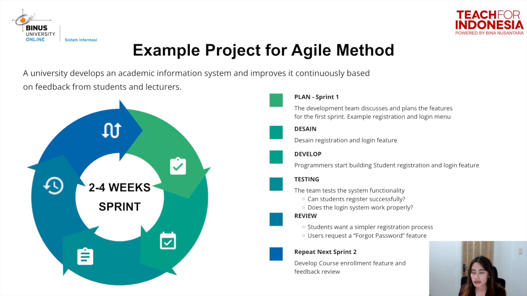For example, a student might suggest adding a forgot password option or simplifying the layout to make it more user-friendly. And then in Sprint 2, the team improves the login features based on that feedback, while also starting development of the course enrollment features. This cycle continues from one sprint to the next, allowing the system to grow and improve continuously through regular feedback from users.